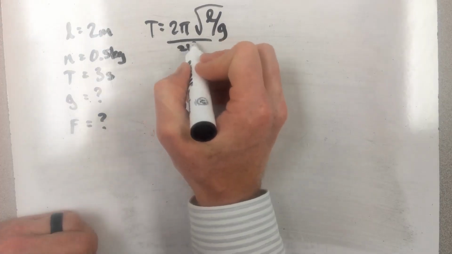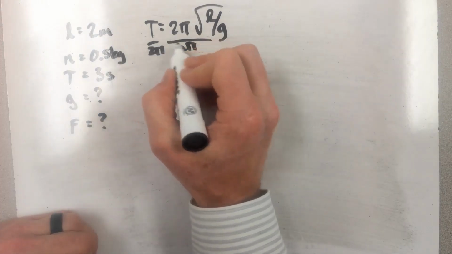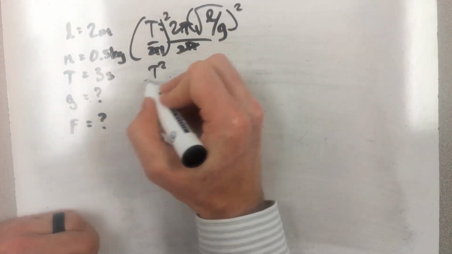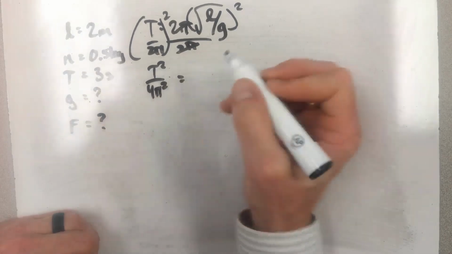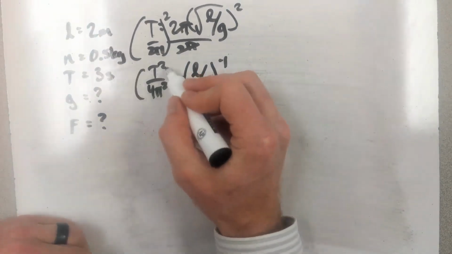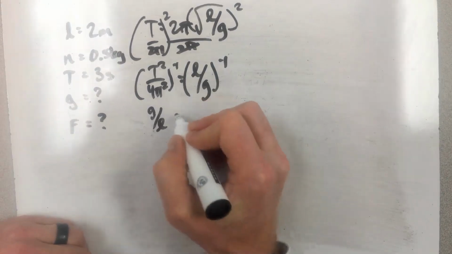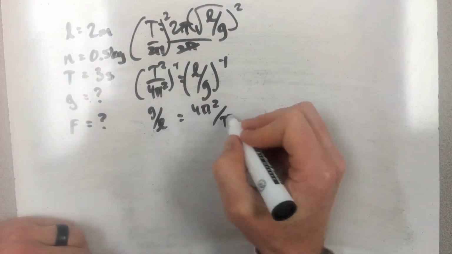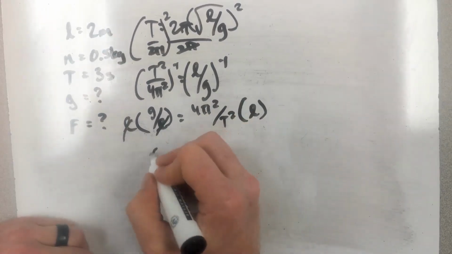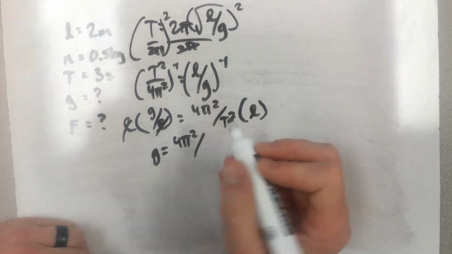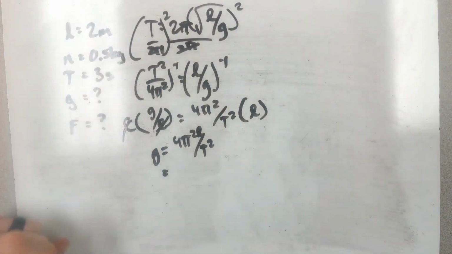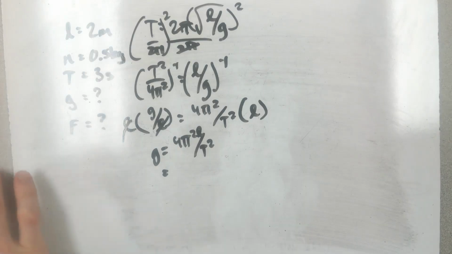So let's divide both sides by 2 pi and square both sides. So T squared over 4 pi squared equals L over G. Now we need to take the reciprocal of both sides. So G over L equals 4 pi squared over T squared. And lastly, let's multiply both sides by L to get rid of that L down there in the bottom. So G is equal to 4 pi squared L over T squared. And now we know enough to do our math.